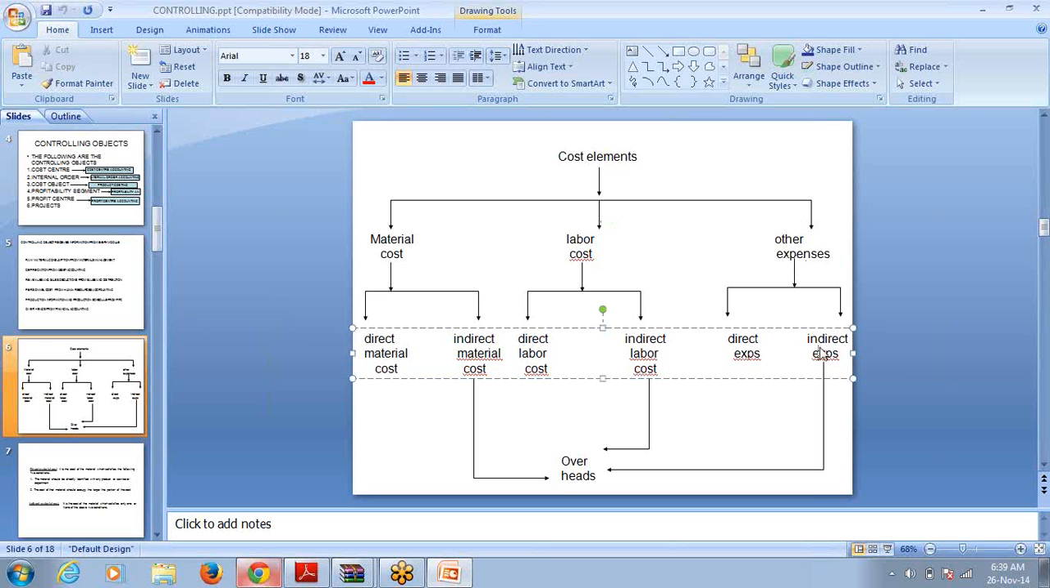Now you have to understand what is direct material cost, indirect material cost, direct labor cost, indirect labor cost, direct expenses and indirect expenses. What are these elements? Why do you have to bifurcate between these things? That is the main important thing you have to understand. In this case, the sum of the indirect material cost, indirect labor cost and indirect expenses is called overheads. Okay, that's fine. But what is direct material cost and what is indirect material cost? Why do you have to differentiate between these two? That is very important.